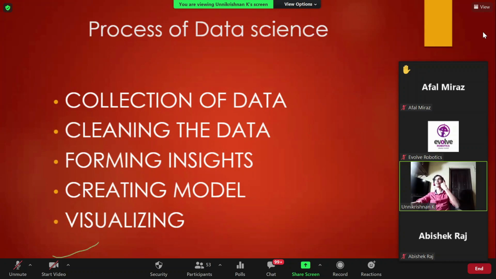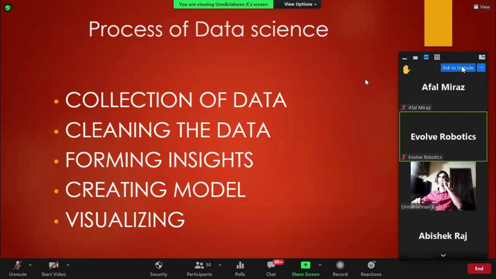So the steps are: first is collection of data, then cleaning the data, then forming insights, then creating models, visualizing. Forming insights means finding out hidden patterns or relationships, like the relationship between age and salary of a person. Are the two entries or the two categories directly related to each other? So we were discussing the process of data science: collection of data, cleaning the data, forming insights, creating models, and visualizing.